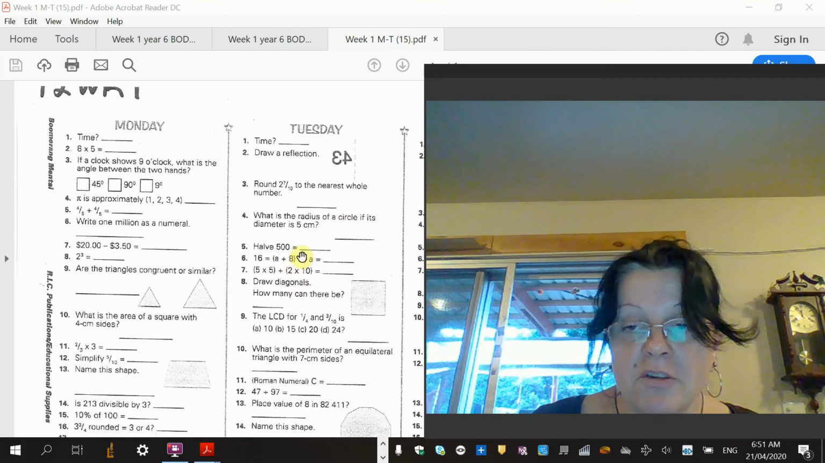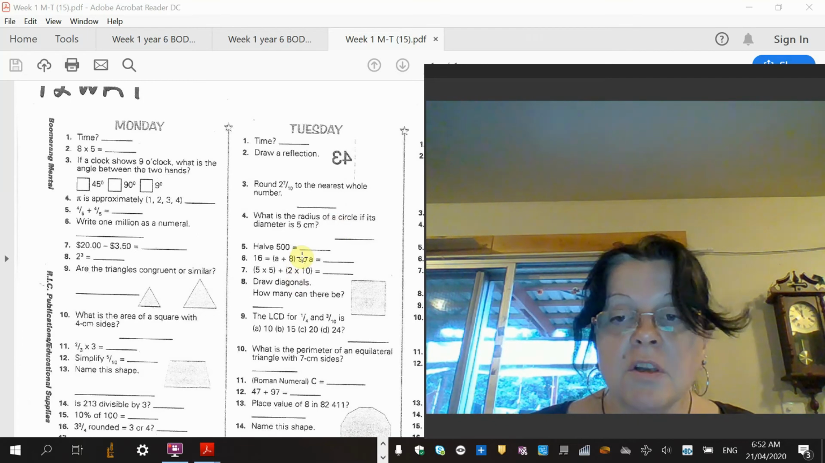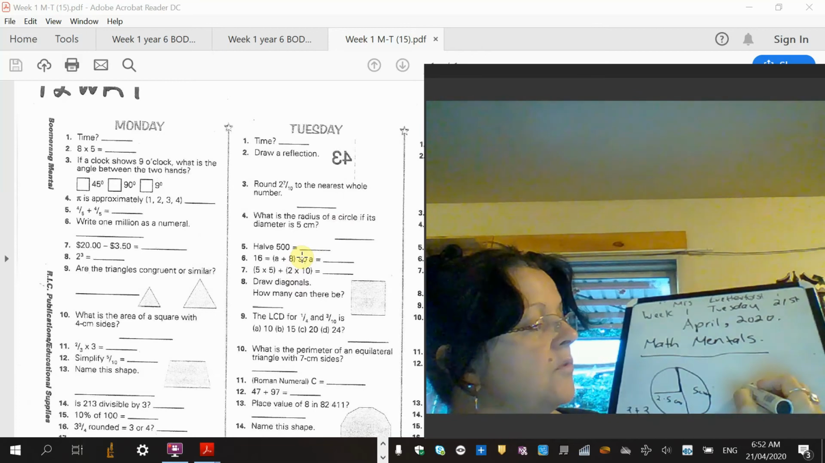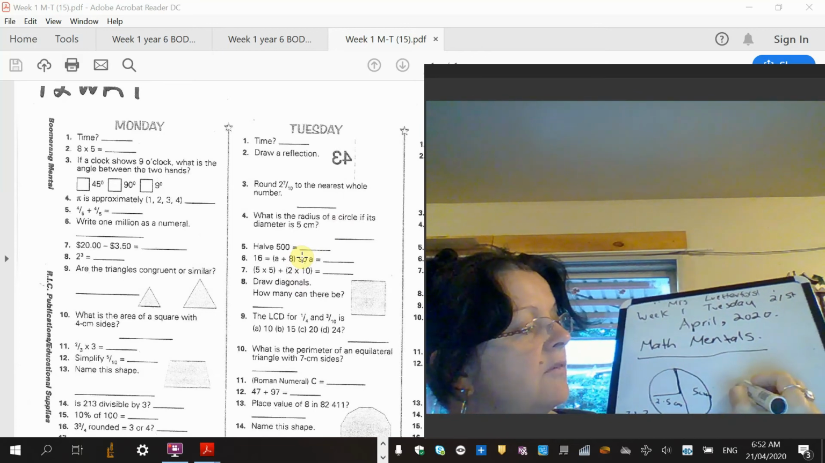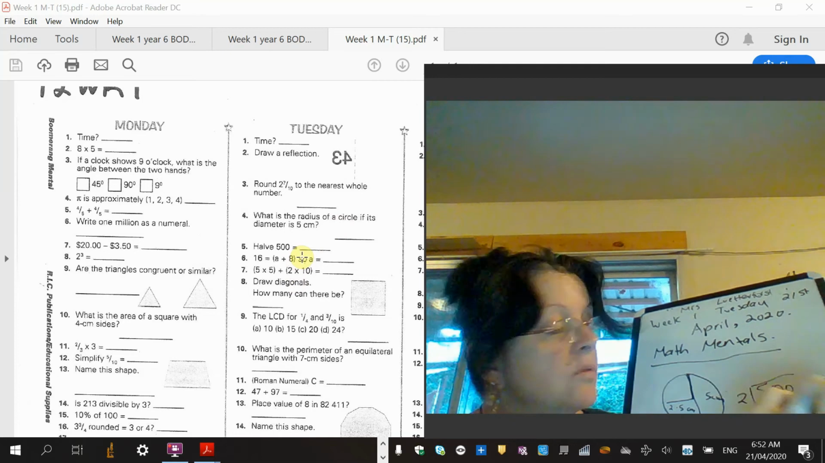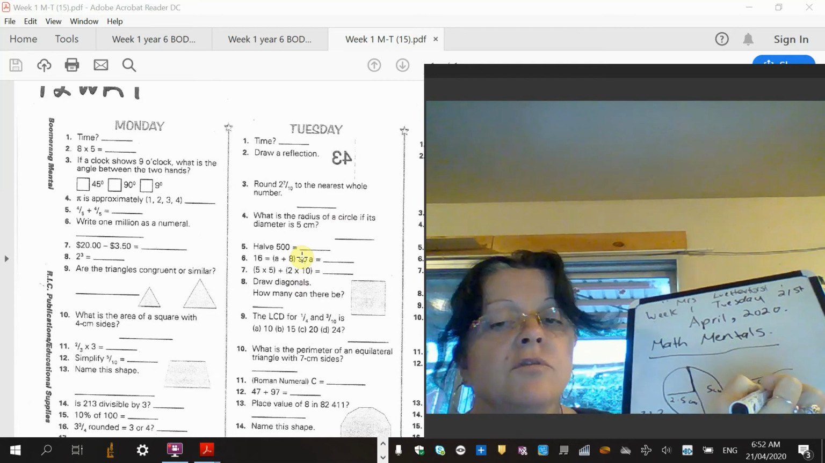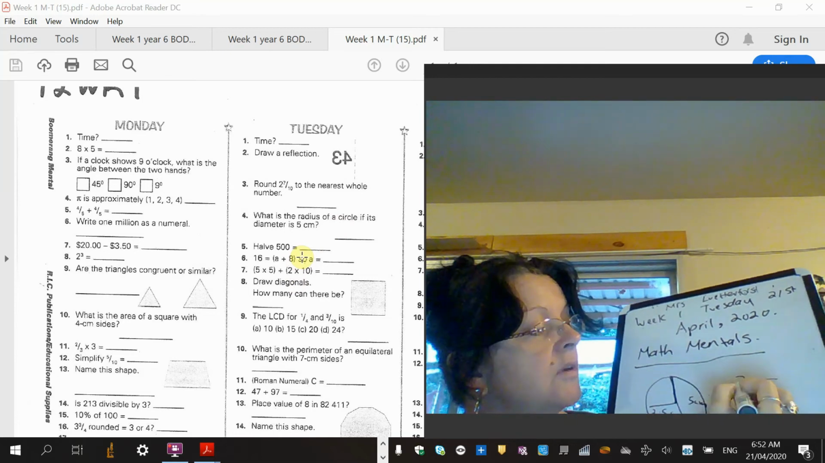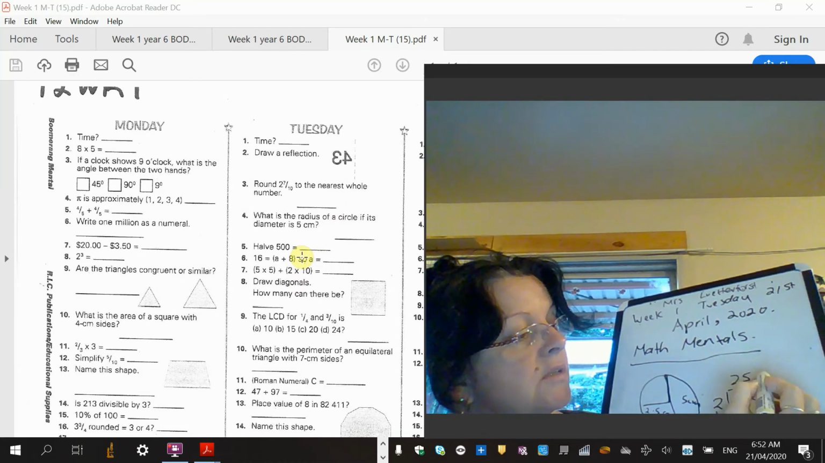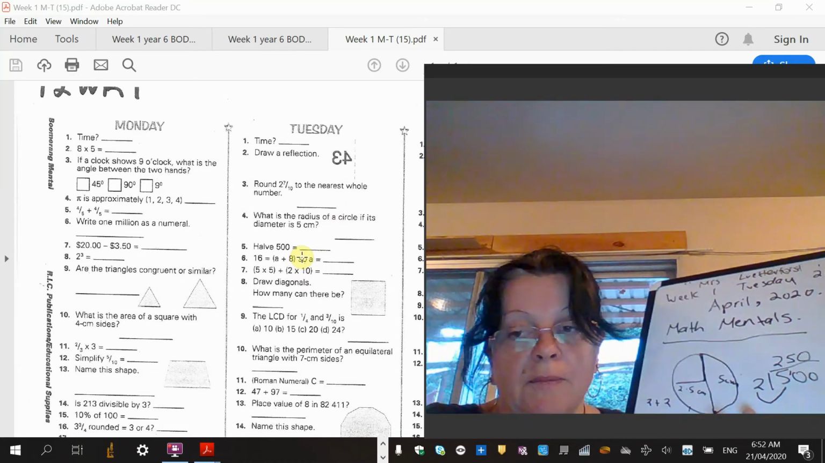Okay, halve 500. If we're going to halve something, we divide it by 2. So we put the little box around 5 and put 2 on the other side. If you know how to do that, go ahead and do it. 2 into 5 is 2, 4, that's 2 and 1 over. 2 into 10 is 5 and 2 into 0 is 0, so 250.